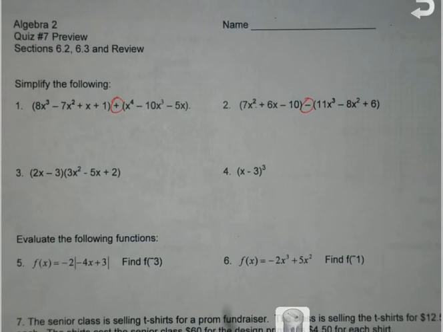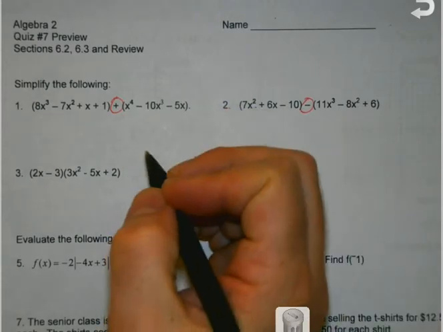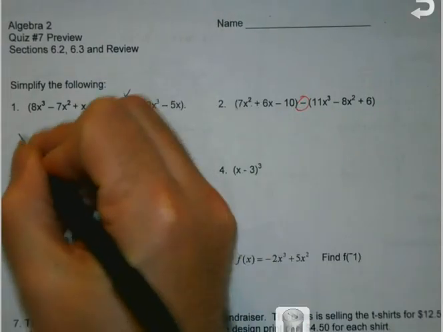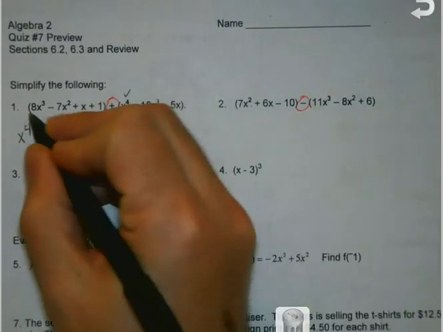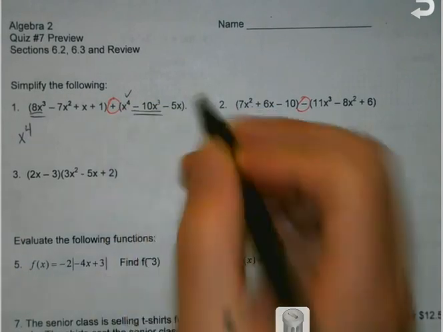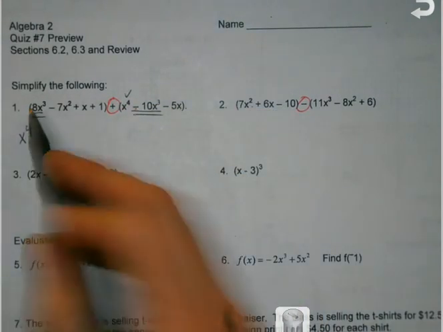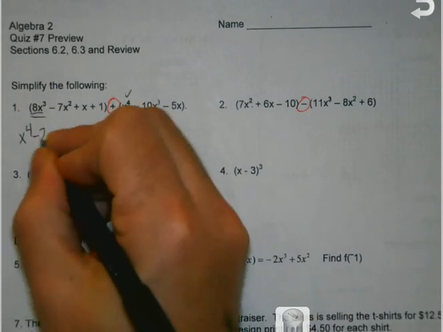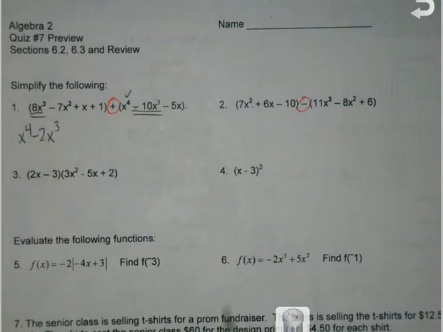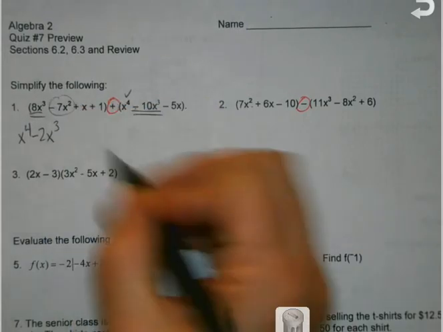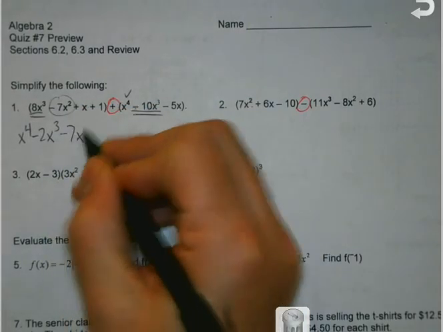Biggest exponent to least. So I look around, I'm like, okay, x to the 4th is the biggest one I see. Then x to the 3rd, I see a couple of them. Watch the signs in front. Positive 8, negative 10, negative 2x to the 3rd. Again, just combining like terms. Don't mess with the exponents, not when we're adding and subtracting. Negative 7x squared, I don't see any more of those.